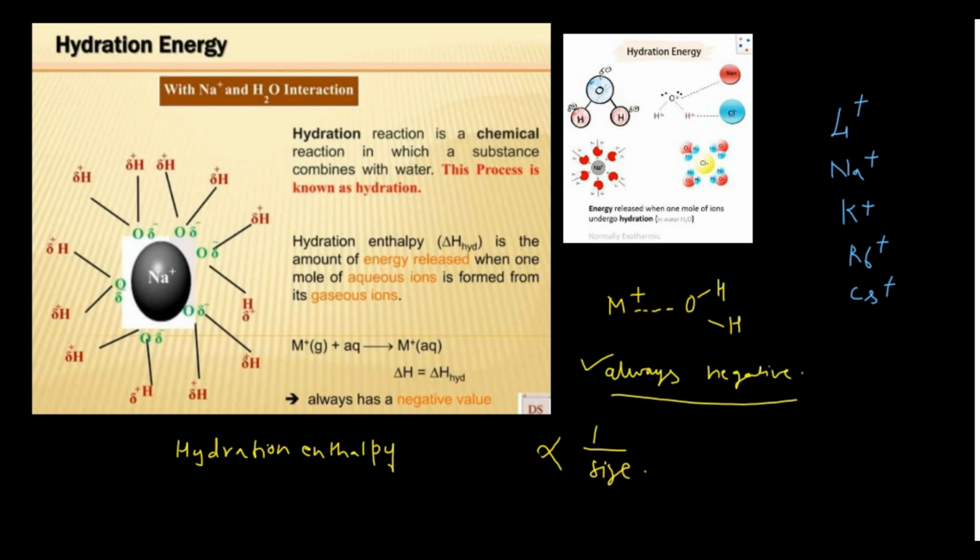That means when the size increases, the hydration enthalpy decreases. That's why if you go down the group, hydration enthalpy, so I can write delta H hydration, it decreases. You should remember this thing, right? That means hydration energy would be higher for lithium, and it goes on decreasing when you go down the group. This is something very, very important. You should remember this particular point.